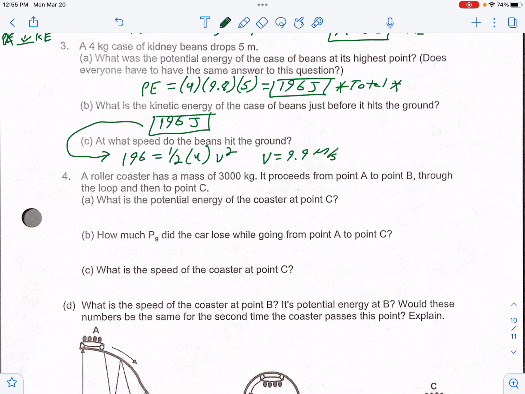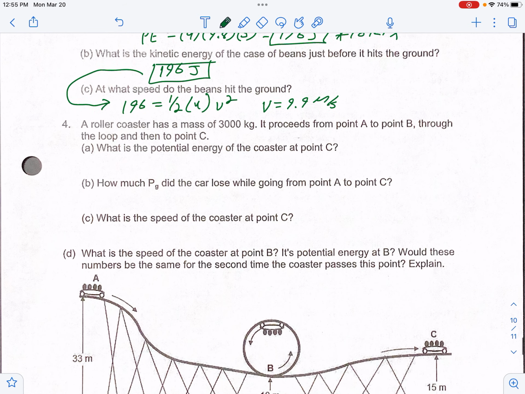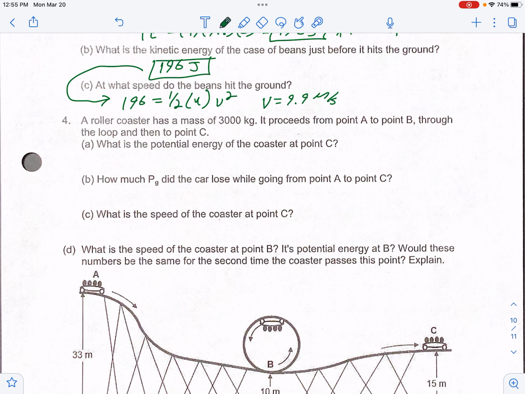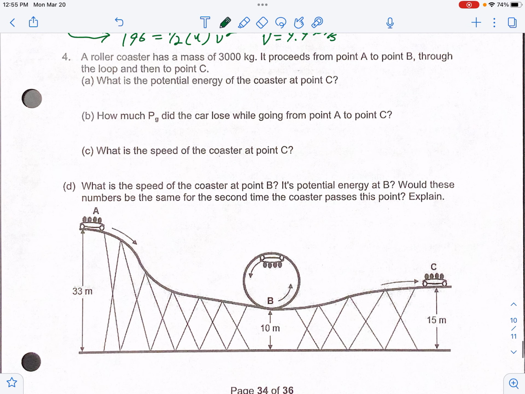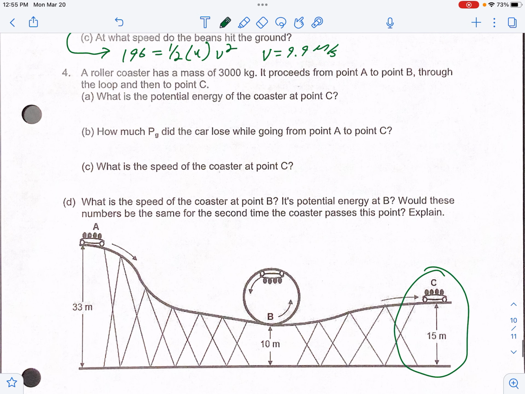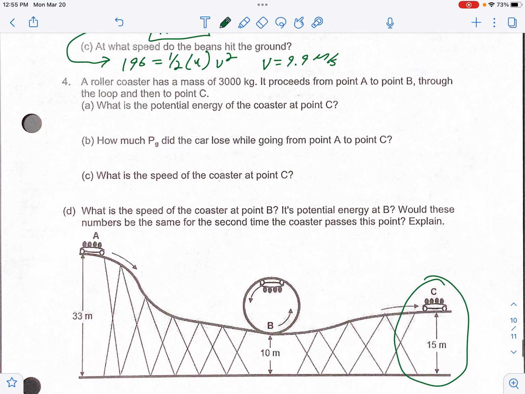4, a roller coaster has a mass of 3,000 kilograms. It proceeds from point A to point B through the loop and then to point C. What is the potential energy of the coaster at point C? So at point C, we're talking about right here. Potential energy is mass times gravity times height. So potential energy equals my mass, which is 3,000, gravity, which is 9.8, and my height was 15 meters. So that comes out to be 441,000 joules.